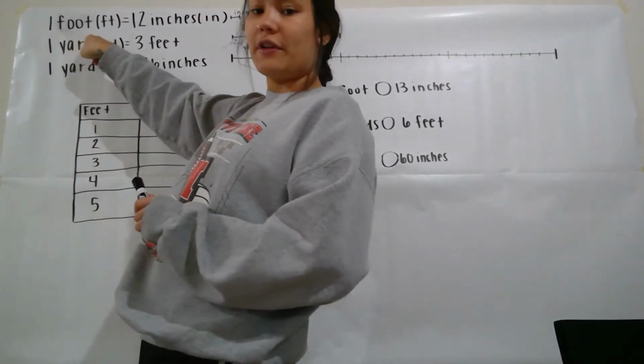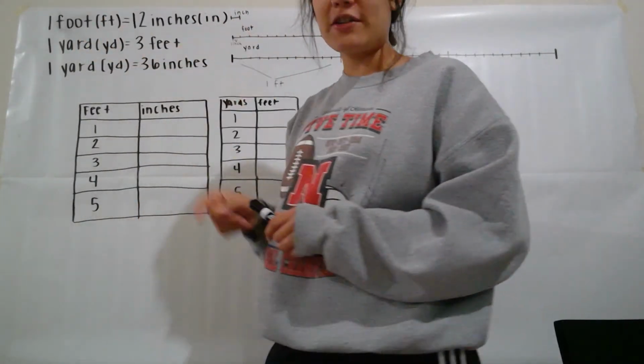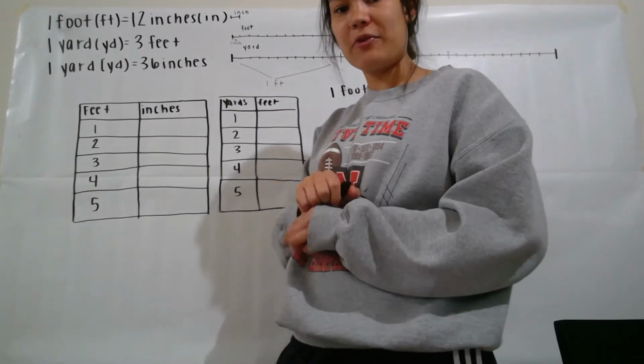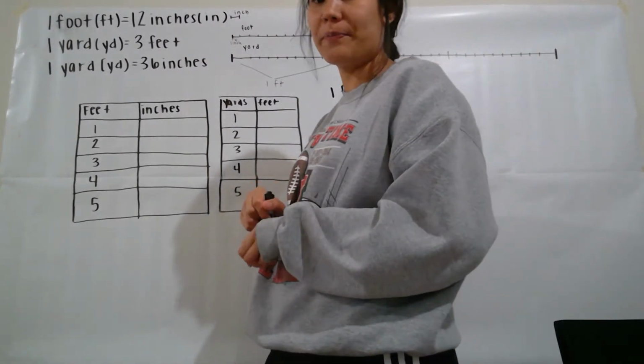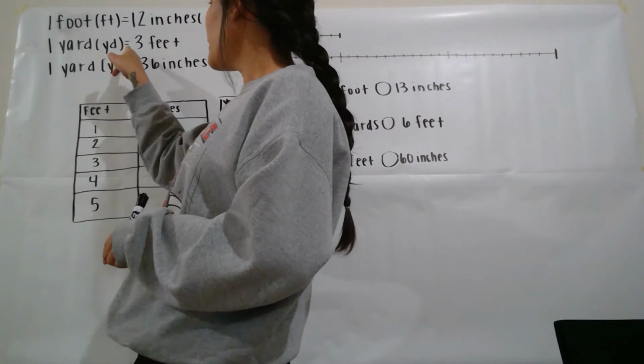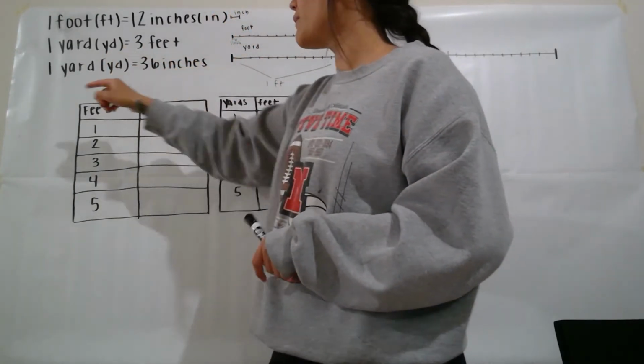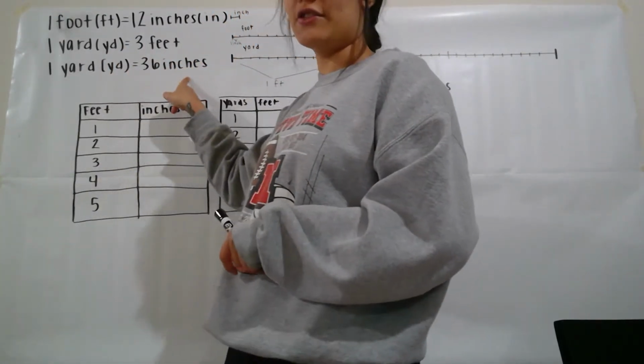In 1 foot, there's 12 inches, and make sure that you're writing this down on a piece of paper. You can pause it if you need more time to write it down. 1 yard has 3 feet in it, and 1 yard has 36 inches in it.